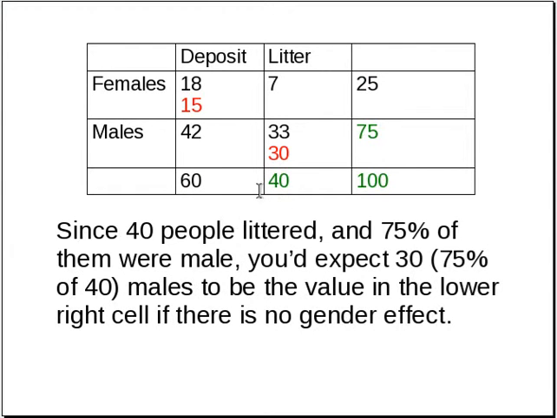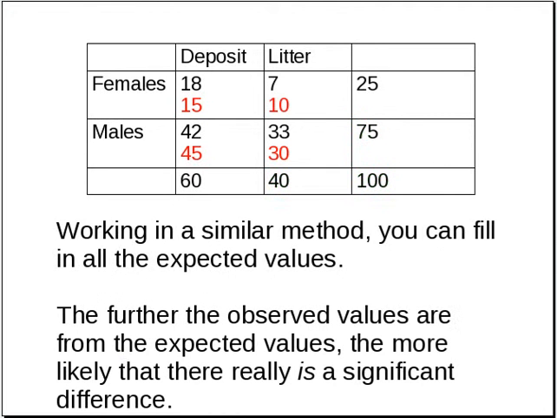Similarly, because 40 people did litter and 75% of them were male, you'd expect 30, 75% of 40, to be the value in this lower right cell if there's no gender effect. Working in a similar method, you can fill in all the expected values. The further these observed values are from the expected values, the more likely that there really is a significant difference, that there really is an effect of gender.